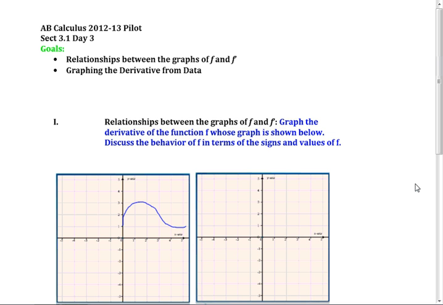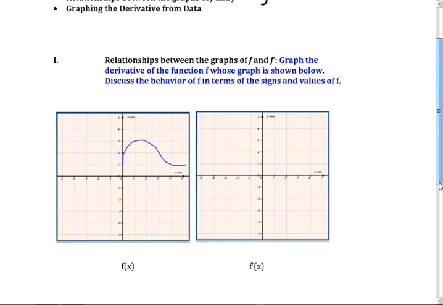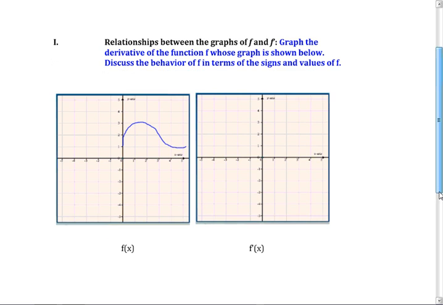Okay, we're doing section 3.1, day 3, and that's the last part of our essential learnings that's on the sheet from yesterday. And we're going to learn the relationship between the graphs and the derivative. Now, you can't see that f prime very well, but it's there. So it's f prime. We're not going to graph the derivative from data points. We're going to go the other way. We're going to graph the function given the derivative.